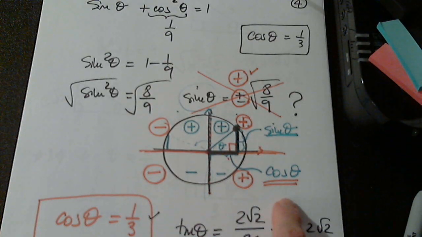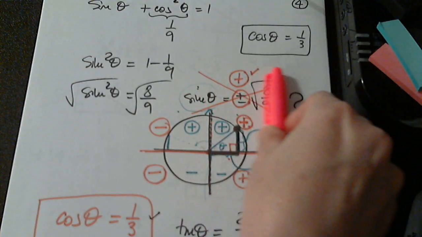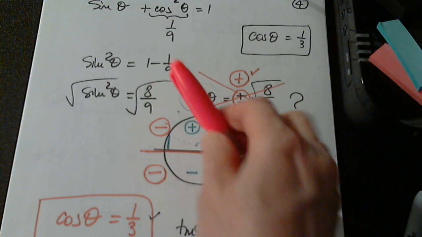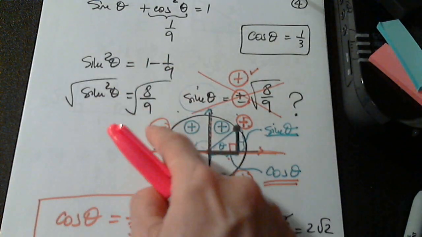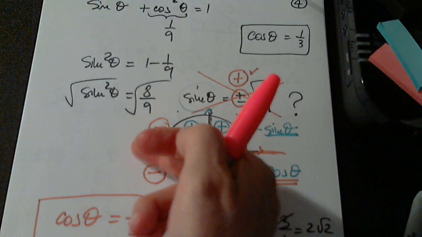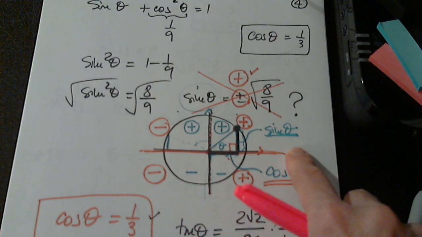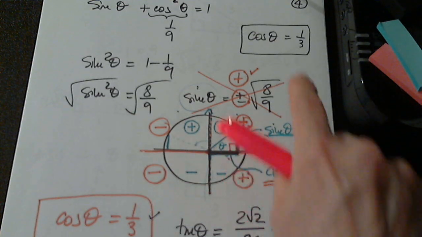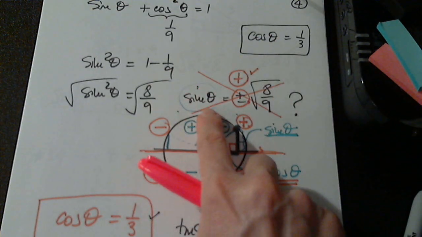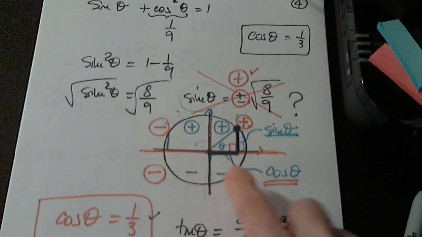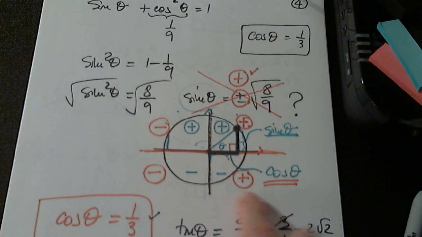Similarly for cosine. Cosine is positive here because it's measured on the x-axis, and it's negative here because again it's measured on the x-axis. This is the negative side of the x-axis, this is the positive side of the x-axis. So cosine is positive, but sine could be positive or negative, because look, cosine is positive, sine is negative. True.